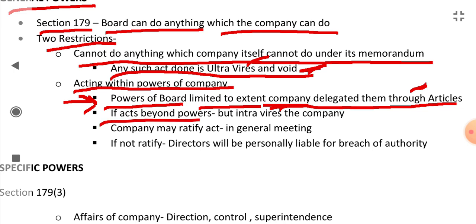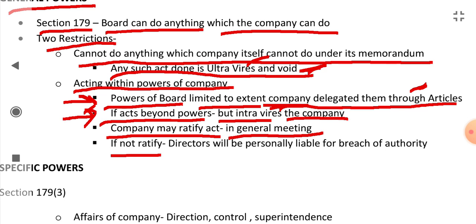If the board acts beyond the powers given to it, but that act is intra vires the company, not ultra vires, it means the act is within the powers of the company, although it is outside the power of the board. In that case, the company may ratify the act, approve it, and make it valid in general meeting. If the company does not ratify it, the directors will be personally liable for breach of authority.